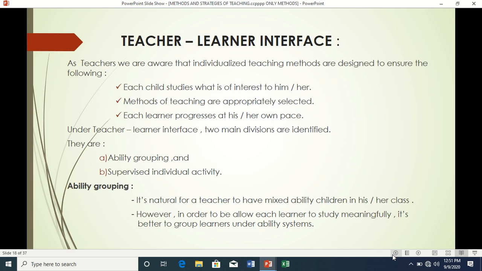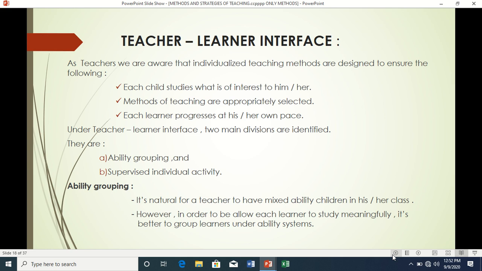Now, we have the teacher-learner interface. The word interface should not confuse us. If you take a dialogue, it is between two people. So the teacher and the learner. What goes on between the two?